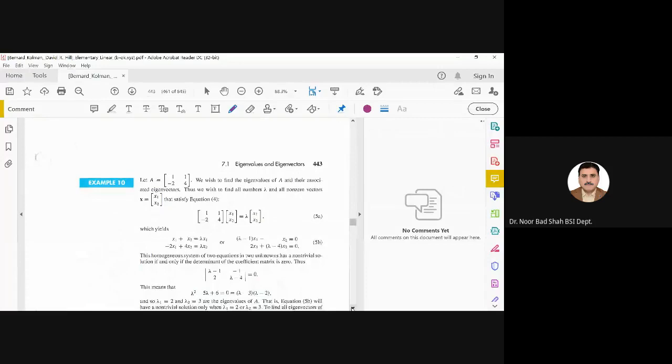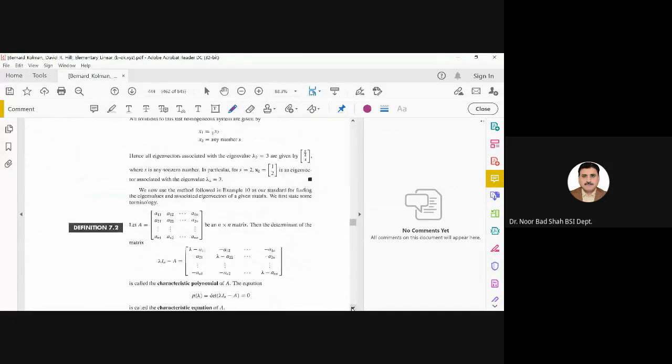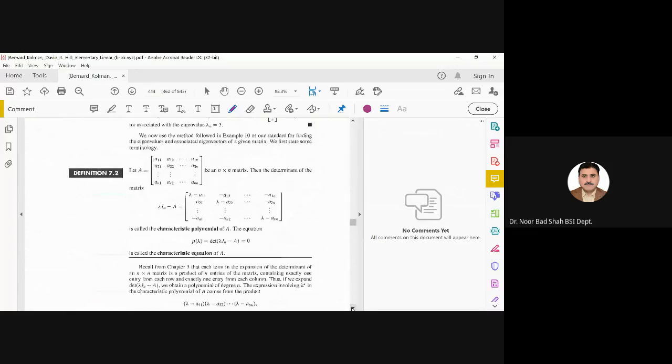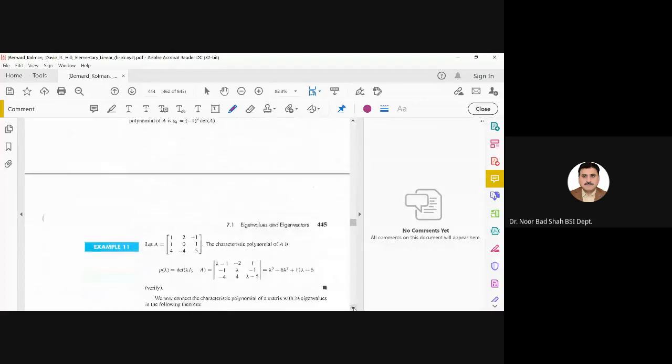So a simple thing, you would first find A minus lambda I or lambda I minus A, it doesn't matter. You can take either one. In this case they are saying lambda I minus A is equal to 0. You take the determinant of this equal to 0. I explained A minus lambda I, it doesn't matter, it's the same thing. And then you find the roots and so on.